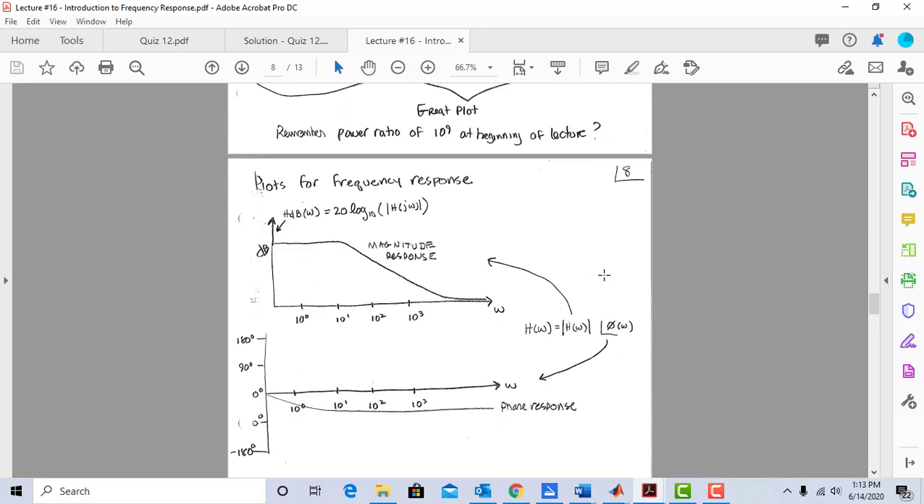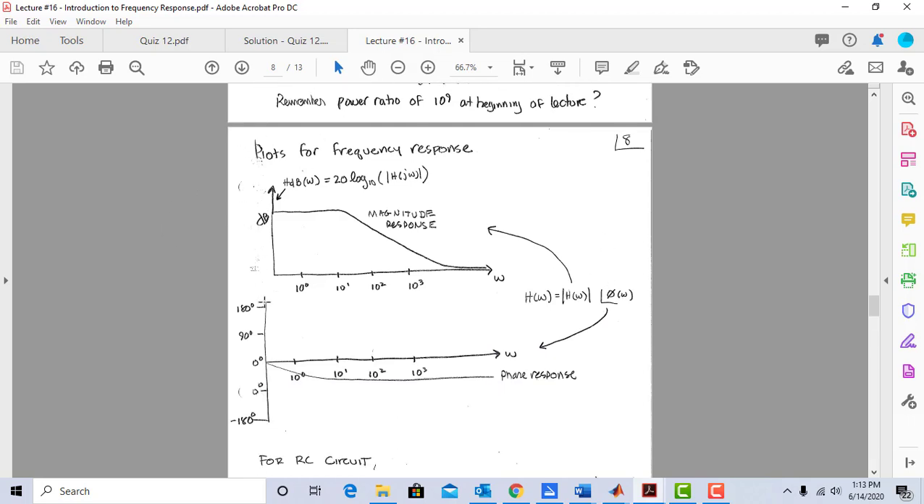Well, for frequency response, we're just going to use two plots. And the first plot is the magnitude of the frequency response. Here it is, 20 times the base 10 log of the magnitude of the transfer function. And you see here, it's a function of omega. You'll also see it as a function of frequency. Don't forget the 2 pi, that's not good. But in this case, we're showing it as a function of omega.